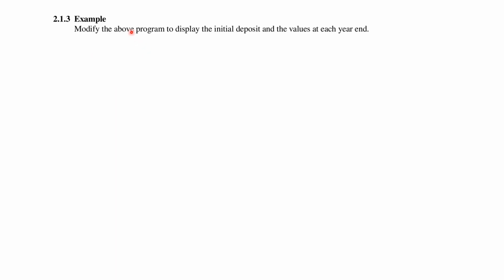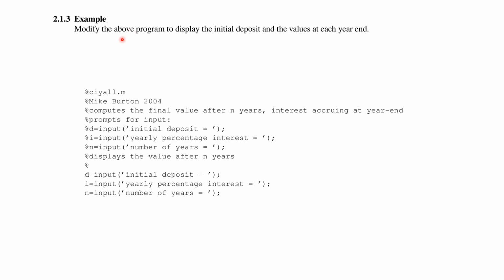As an exercise, we're going to modify that program. So take your original, the one we call CI, Y, and we're going to print all the values. Instead of just printing out the end value, we're going to show what happens when you put a deposit into an account, and we're going to show what happens for each year. So again, I'm soliciting input from the user here, and then we're going to compute and display all of the values as it goes.